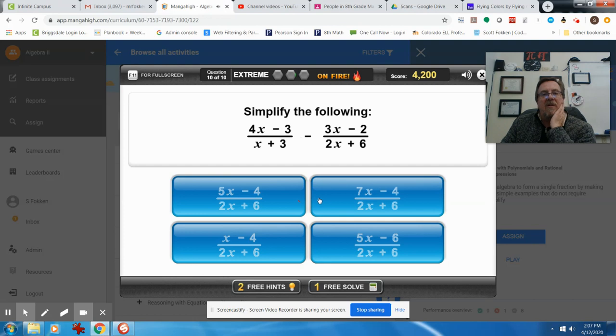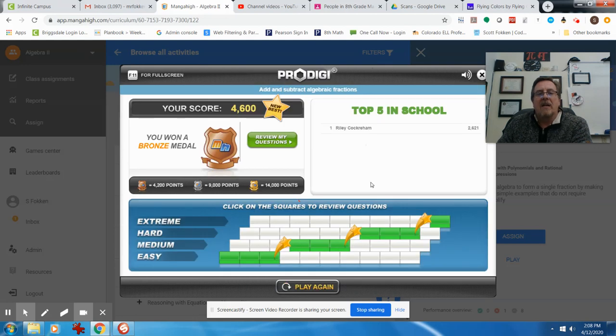Uh-oh, extreme. This is our last question. We could multiply the bottom by 2 to get this one, couldn't we? And so if we multiply by 2, we get 8x minus 6. So 8x minus 3x would be 5x, and 6 minus 2 is 4. So what did I say? 5x minus 4? Is that what I said? I think that's what I said. Groovy, we're already done. That was good.